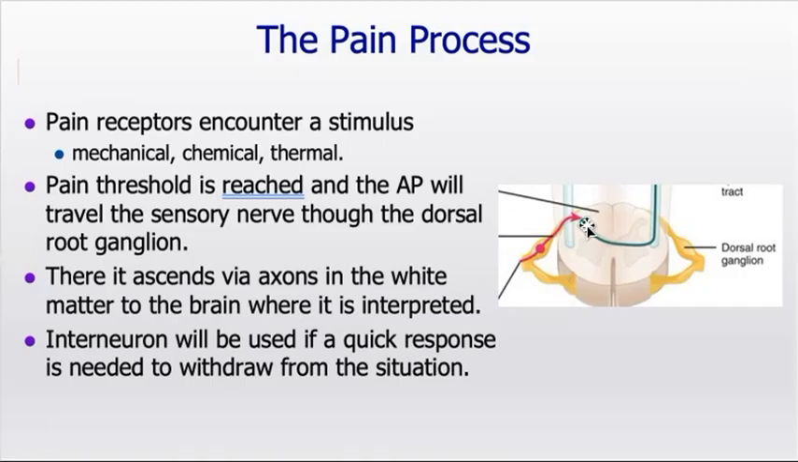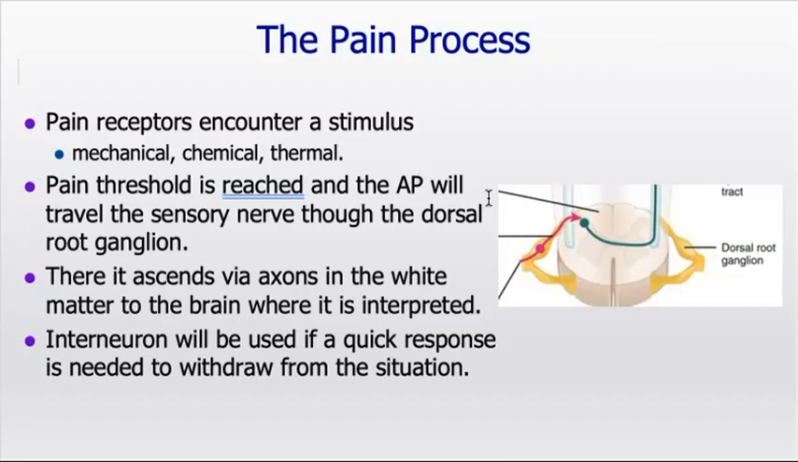Okay, and that second order neuron is what's going to travel up and into the brainstem, and then into the brain, into the thalamus, which is where it synapses onto that third order neuron that's going to travel to the somatosensory cortex. So we're going to discuss that process in detail over the next couple of slides.